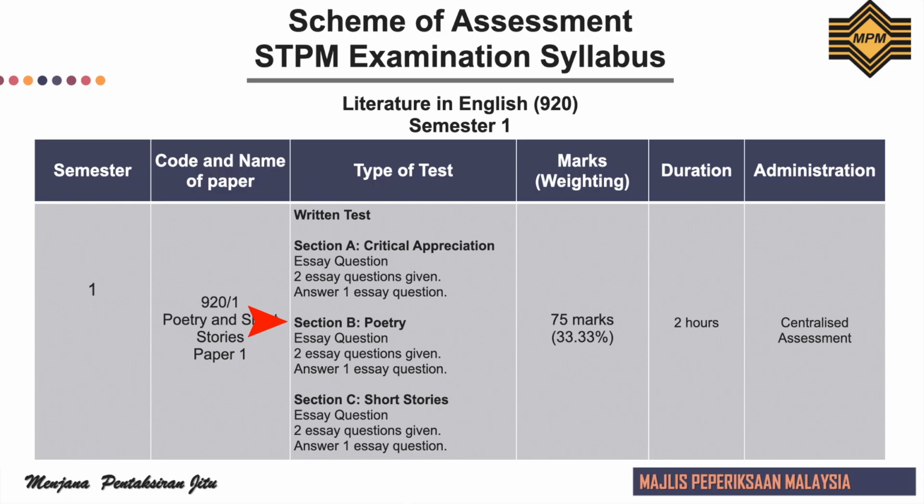Section B will be an assessment on poetry. Again, candidates will be given 2 essay questions based on the prescribed list of poetry, but will only choose 1 question to answer. Finally is Section C, which is an assessment on short stories with the same format of question, where candidates will be given 2 essay questions based on the prescribed list of short stories, but will only choose one answer.